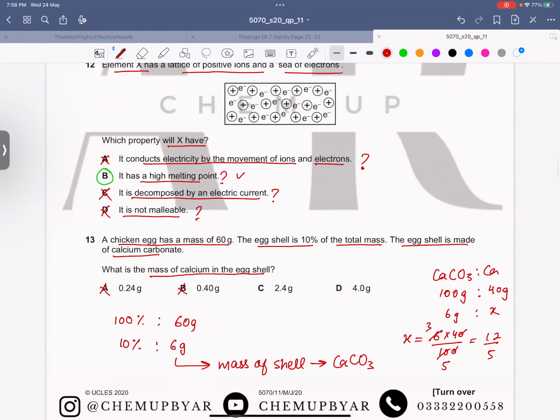Is it 2.4? Yes, sir. Okay, so 2.4 grams is the calcium in one eggshell. So the answer is C. Is this understandable to everyone? Yes, sir.